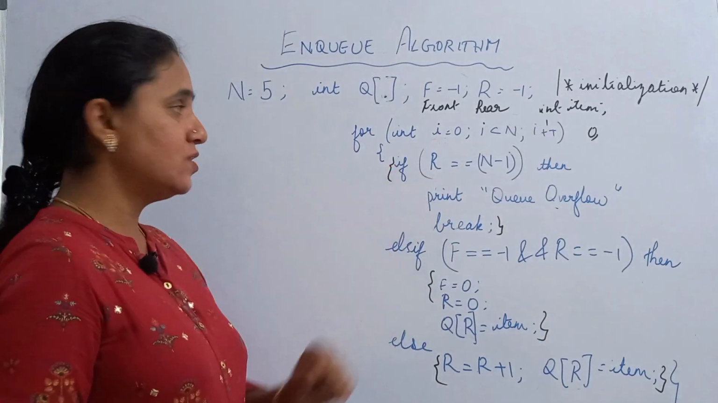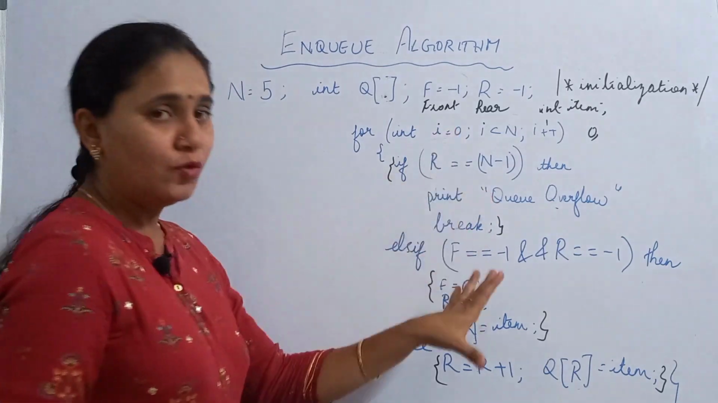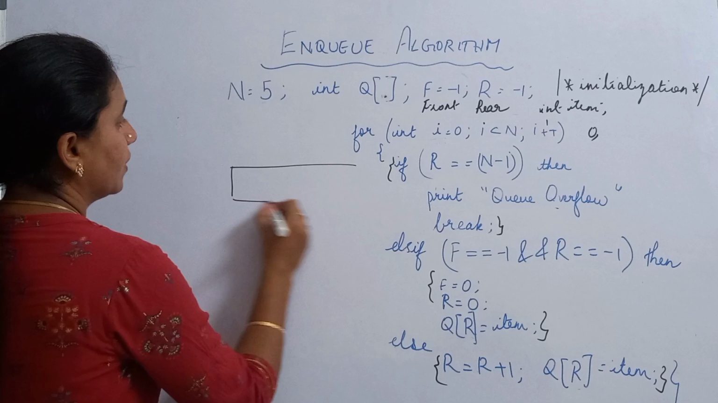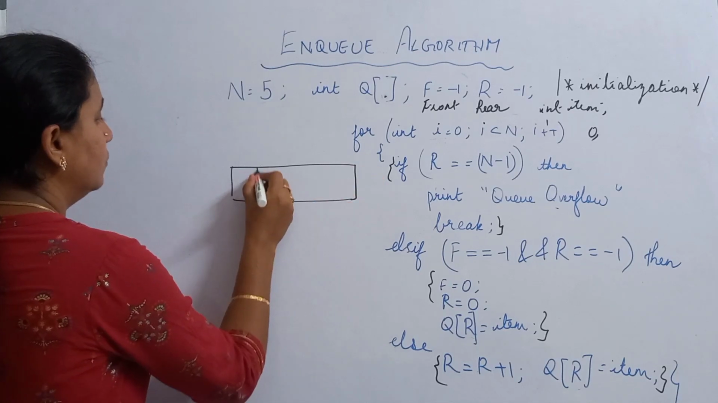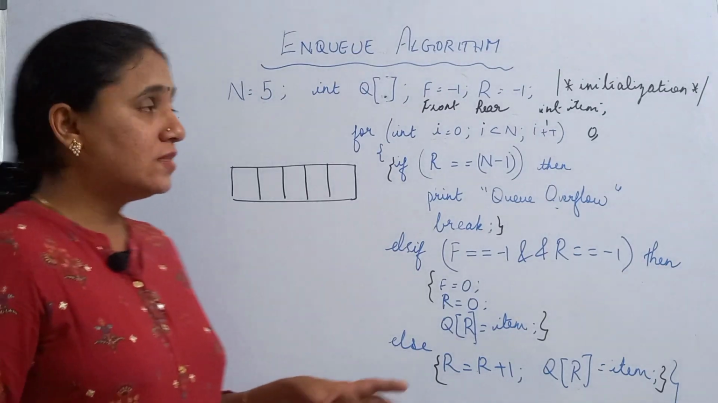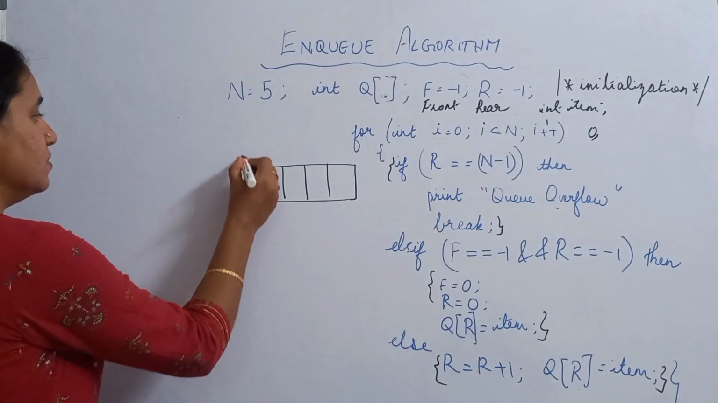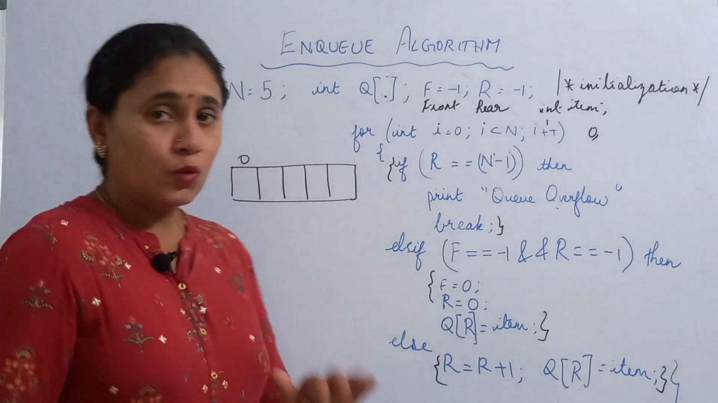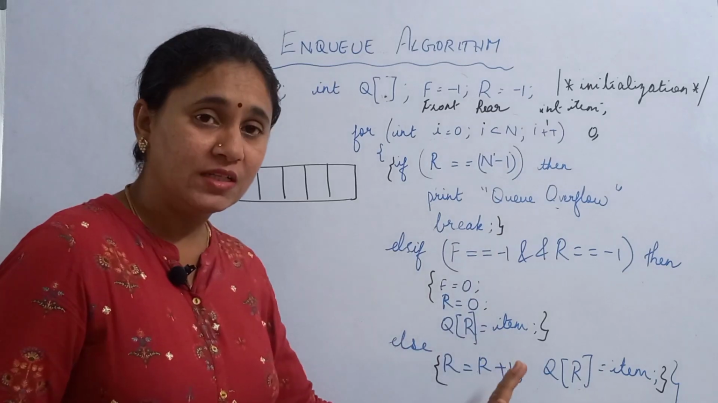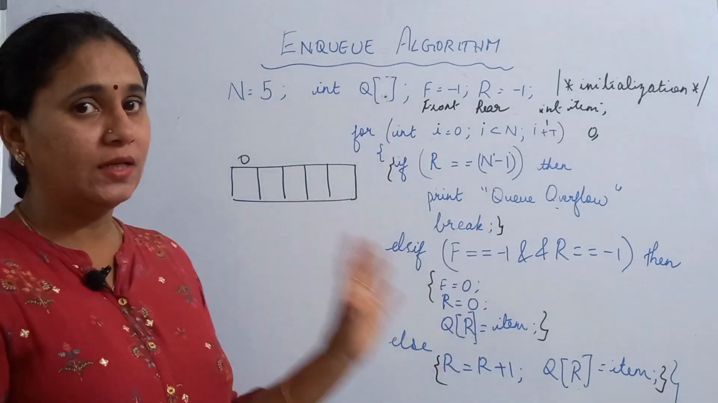The first condition is: if R is equal to n minus 1. Before going into this, let me draw a queue data structure. This is my queue data structure: 1, 2, 3 and 4. As this is an array representation, the index value will start from 0. Since the i value is true, all these if conditions, that is, all these blocks given inside the for loop, are going to get executed.